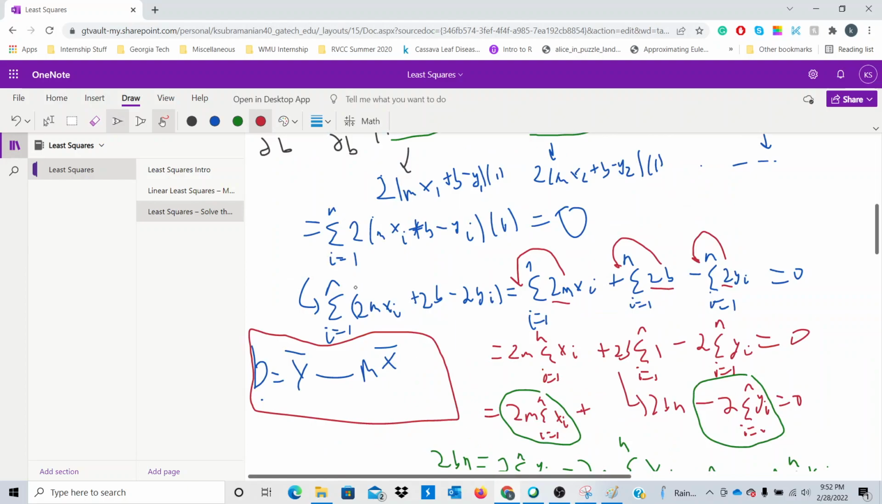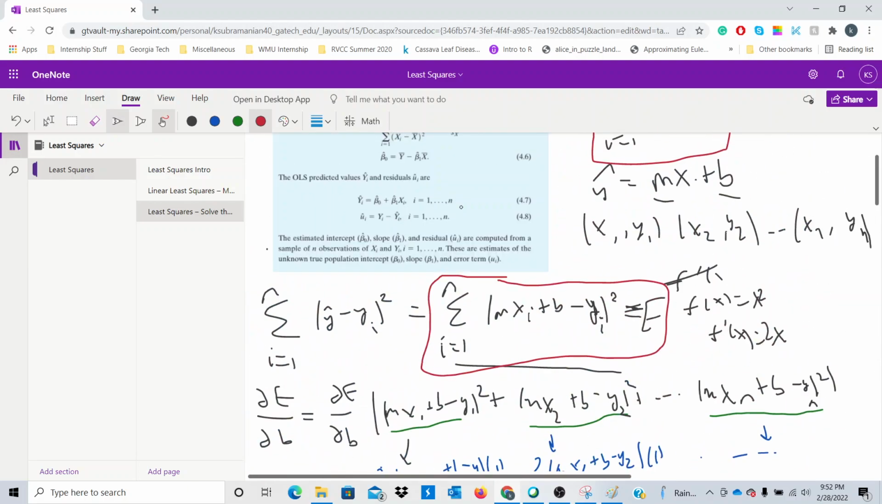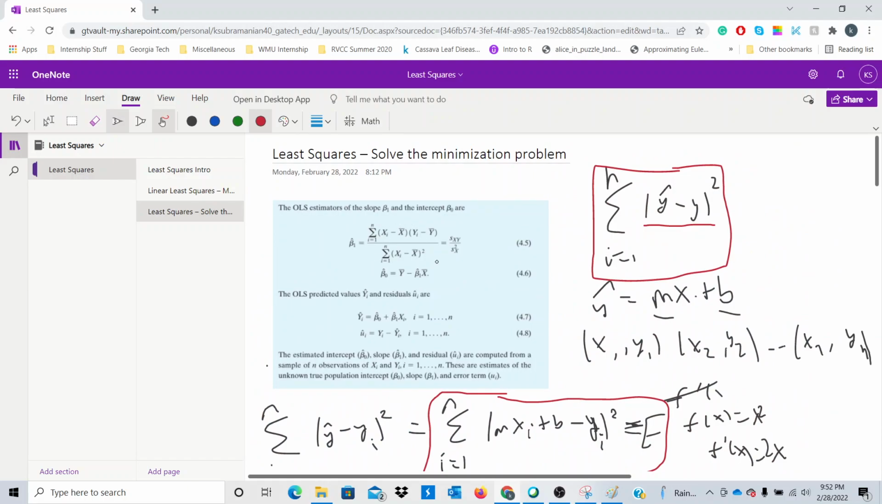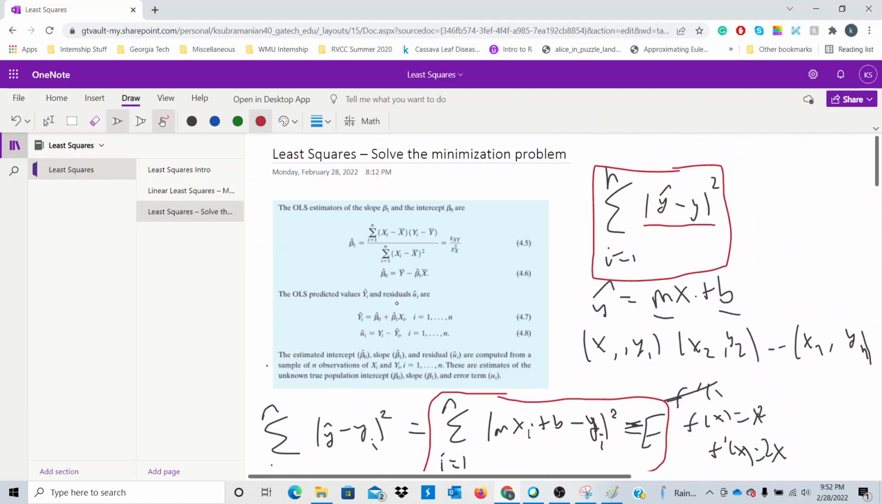But if you do some conversion, or further manipulation from this equation to this equation right here, you will be able to derive an equivalence and eventually come to the conclusion for the optimal value of the slope for the line of best fit. So yeah, we have solved the minimization problem, and we will be able to use these equations to further evaluate how good our line of best fit is.